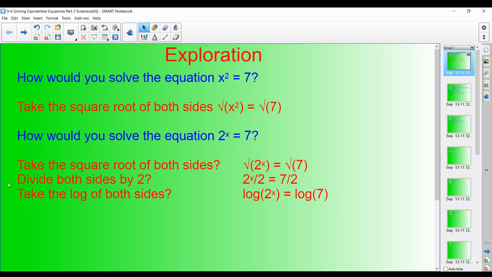So for the top one, I see that I have x squared equals 7. I have to undo the square, so the inverse operation is the square root. I can take the square root of both sides, and I can get an answer. Now the second one, 2 to the x equals 7. If I take the square root of 2 to the x, I don't know what that is, so that's not going to help. I see a 2, so maybe I divide both sides by 2, and that's not going to work either. So today we're going to learn that you should take the log of both sides and then proceed from there.